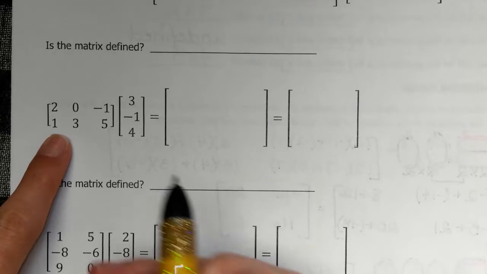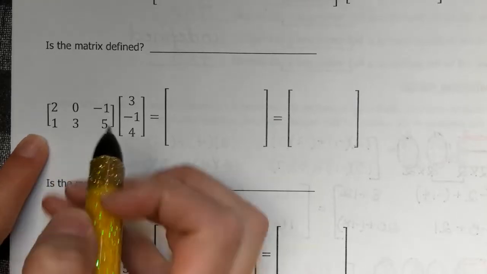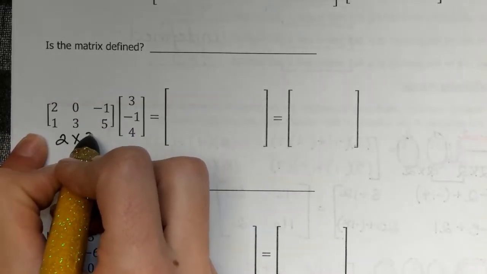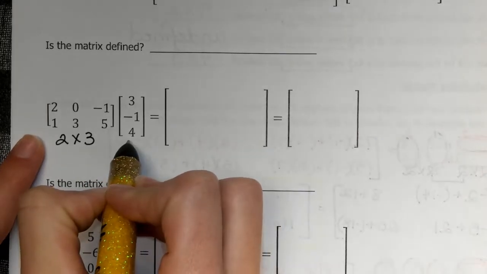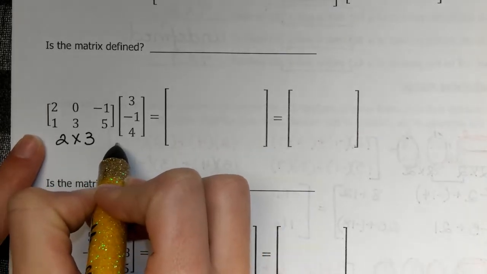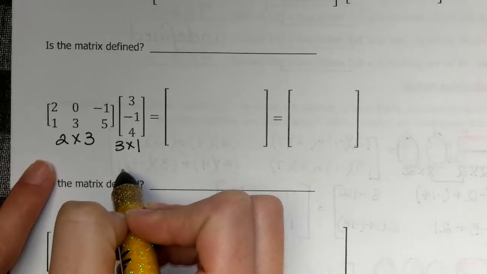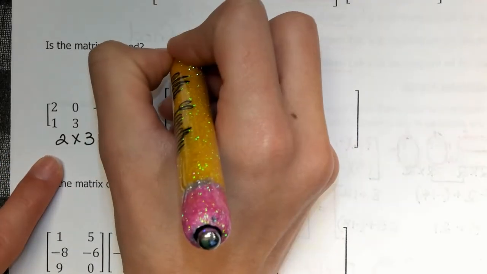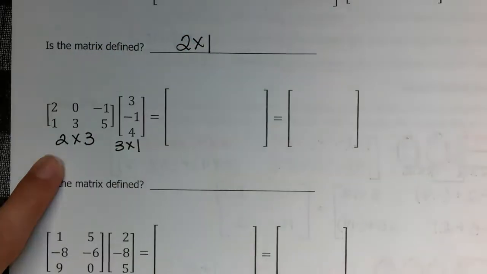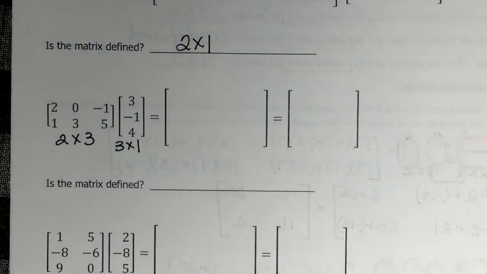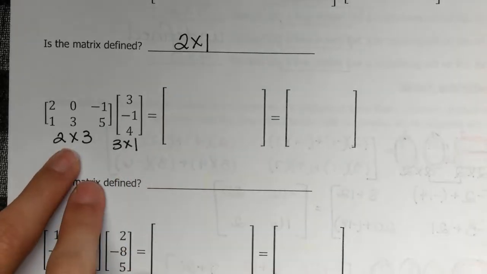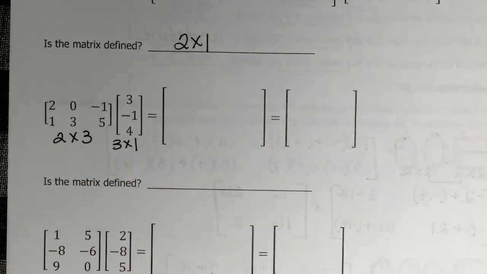Okay, now here, what are my dimensions? And then here, 3 by 1. So can I multiply it? So what's it going to be? A 2 by 1. Okay. So remember, if you keep the idea of row times column, it doesn't make it as confusing. Even though a 2 by 1 seems weird, but row by column.